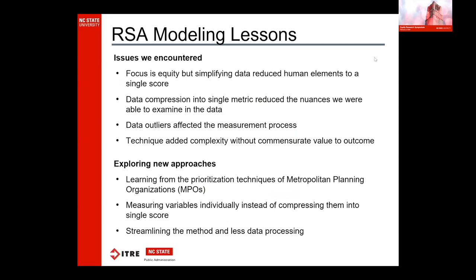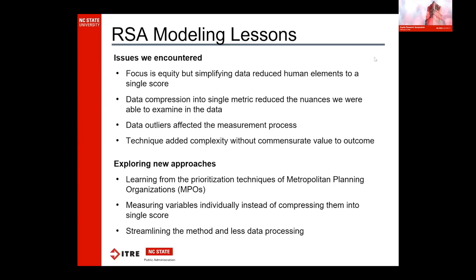We had a single metric, and that reduced a lot of the nuances that we had in the various data sets that we used to build the suitability layer. We also noticed that in the scaling that we had to conduct for creating our suitability surface, data outliers were playing an outsized role in the measurement process. And finally, we really felt that this technique just added a lot of complexity and a lot of assumptions without a commensurate value to the outcome.